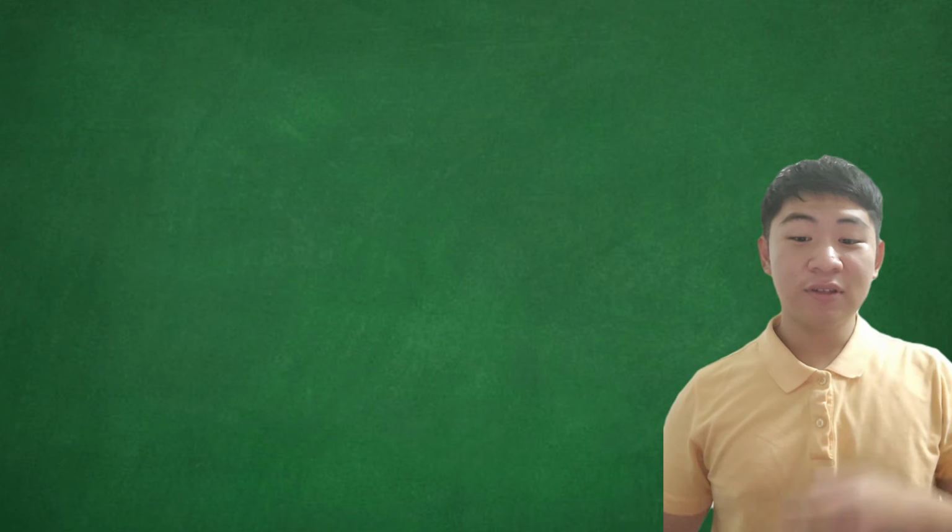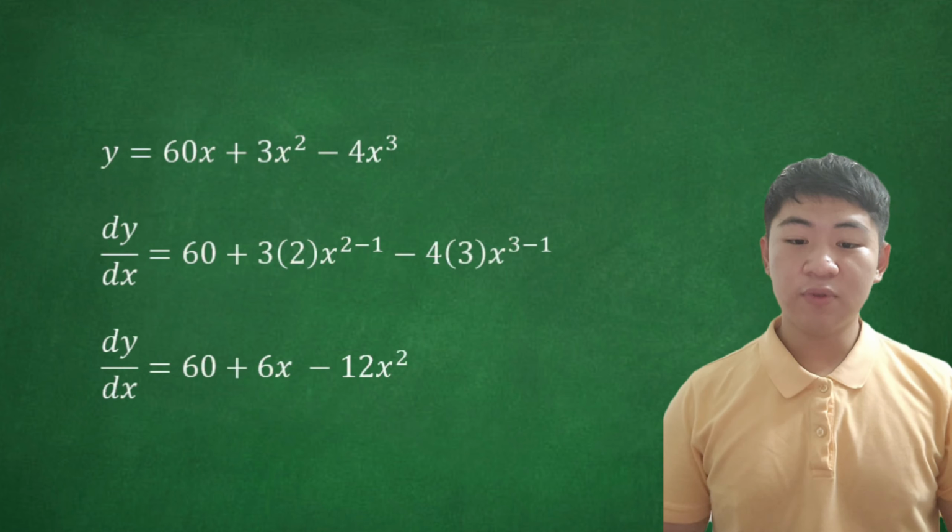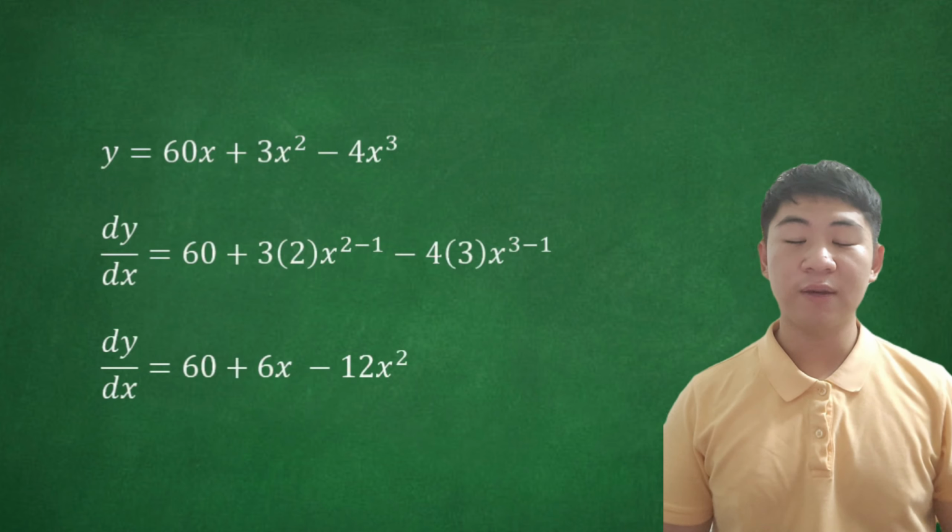So now we're going to talk about our question, which is question 10. We have an equation, y equals 60x plus 3x squared minus 4x cubed, which is our first equation. First, we have to use dy over dx. For the 60x, since x is only power 1, the x is not being used, so only 60 is left. Then 3 times 2, which is 6, because the power has to move in front so that it times with the 3.